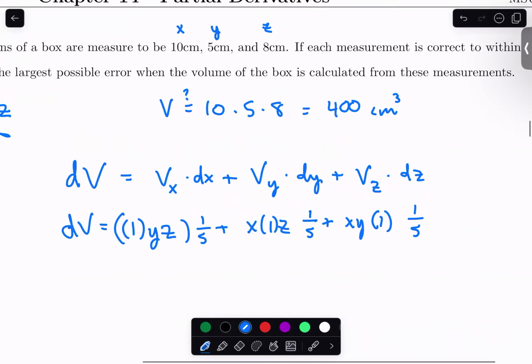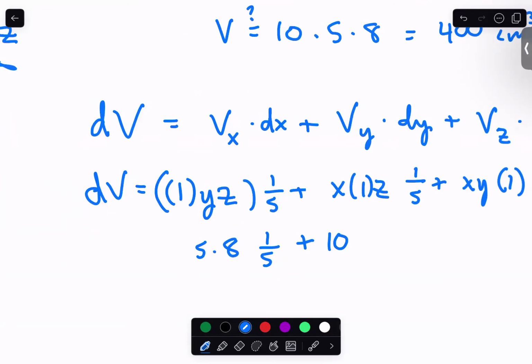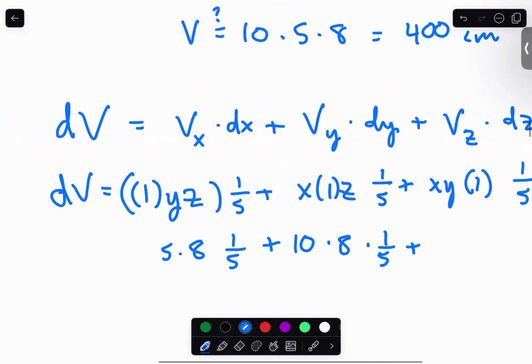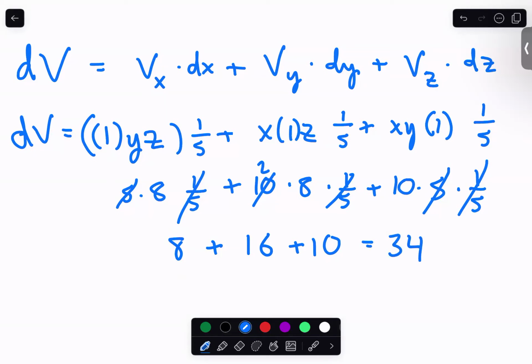So, okay, x is 10, y is 5, z is 8. So here we have 5 times 8. Here we have 10 times 8. And here we have my 10 times 5. So there's a bit of cancellation that can happen here. And I'm going to have 8 plus 16 plus 10. So we're going to have 24, 34. And if you follow the units, of course, this is a change in volume. So my units are going to be cubic centimeters.